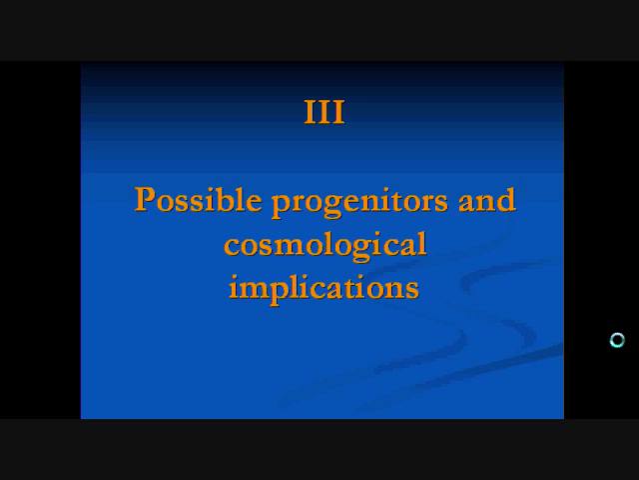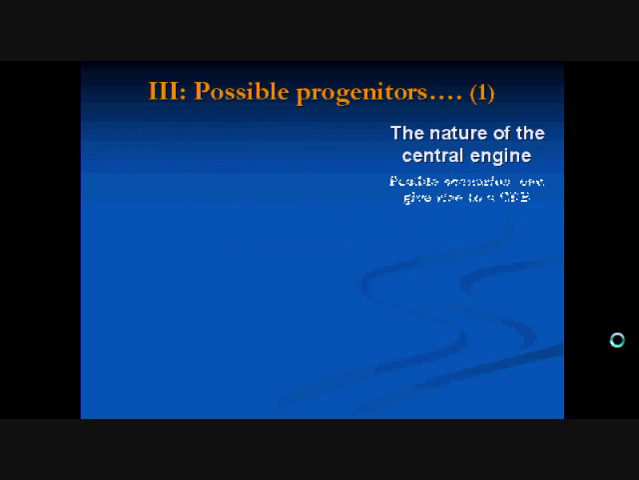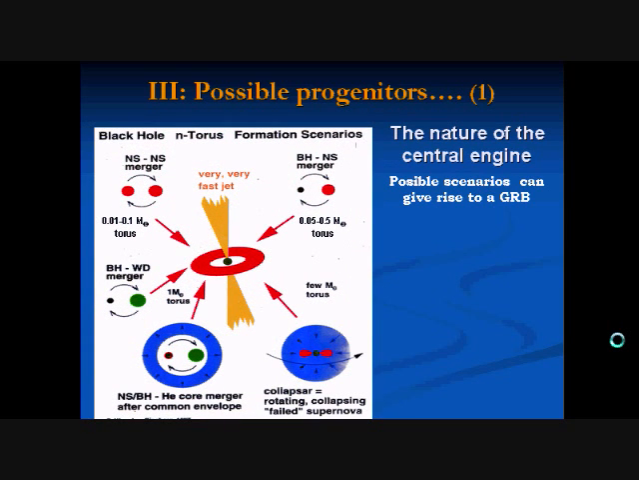Coming back to the third part of the lecture, which is the possible progenitors and the cosmological implications. We know that many kinds of possible progenitors have been proposed, and we saw in the animation also that probably a binary neutron-star merger, or maybe the collapse of a very massive star, or maybe a black hole white dwarf merger, or a black hole neutron-star merger, all can produce a system where a centrally accreting black hole creates a bipolar relativistic outflow.